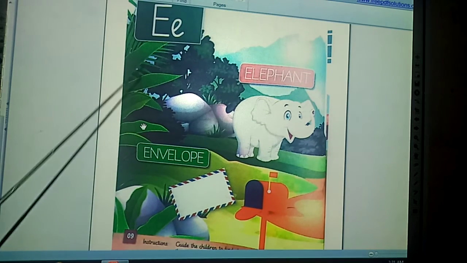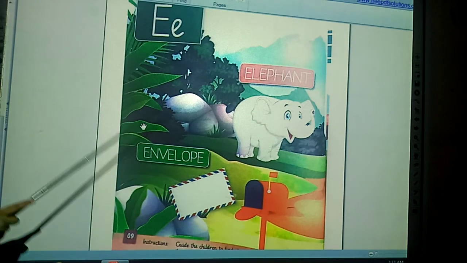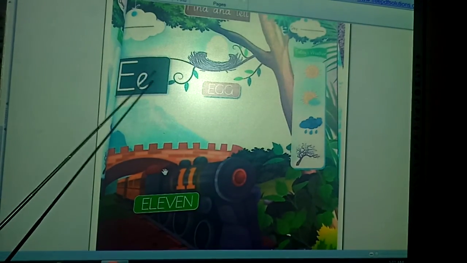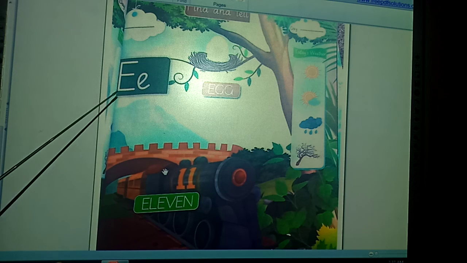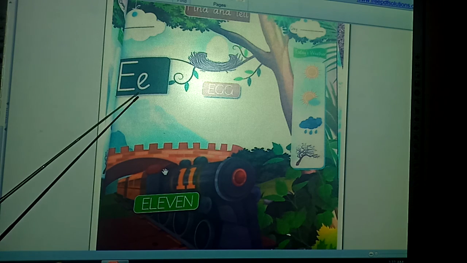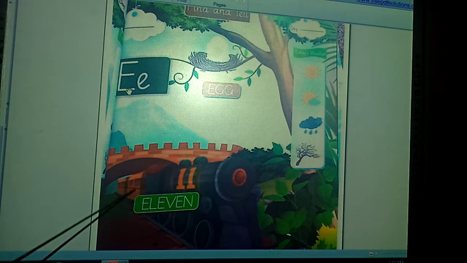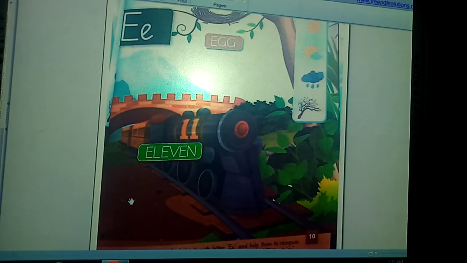Once again, E a elephant. E a envelope. And on the other page, E a egg. E a 11. We can also identify a picture E a engine here.